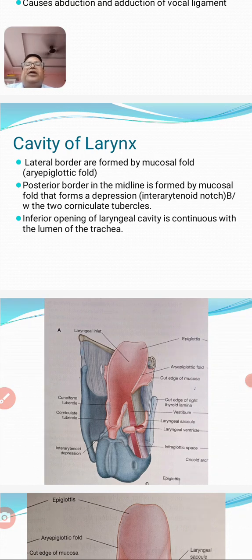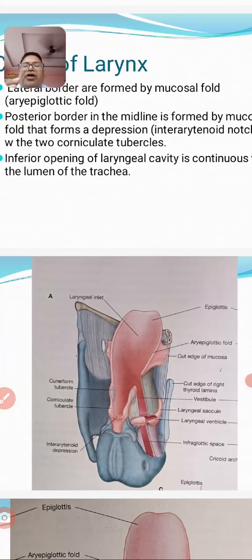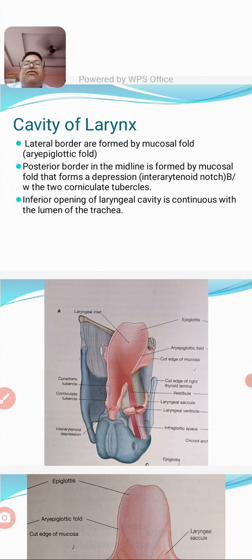The posterior border is formed by the mucosal fold that forms a depression, that is the interarytenoid notch between the two corniculate tubercles. The inferior opening of the laryngeal cavity is continuous with the lumen of the trachea.